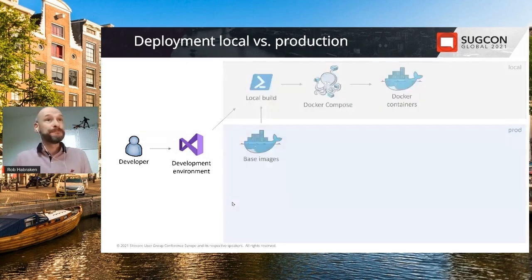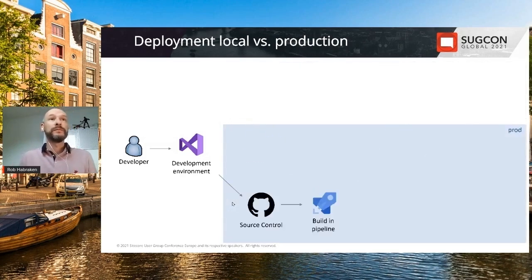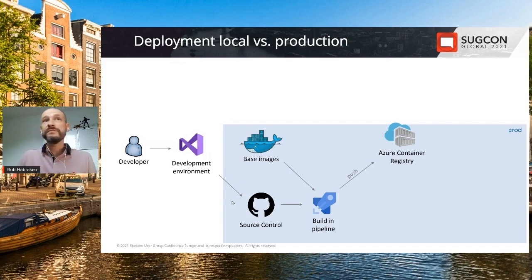On the other hand, in production, you are going to push your changes to source control. And then from there, you're going to build your solution in a pipeline on, for example, Azure DevOps. That is using the same base images. And then it's pushing those images that you've built into a container registry. We didn't do that last time because we deployed the base images in a vanilla Sitecore setup, but this is one step you have to do when you are going to deploy your own containers. You need a container registry to put your images in, and you're pushing them from your build pipeline into your registry.